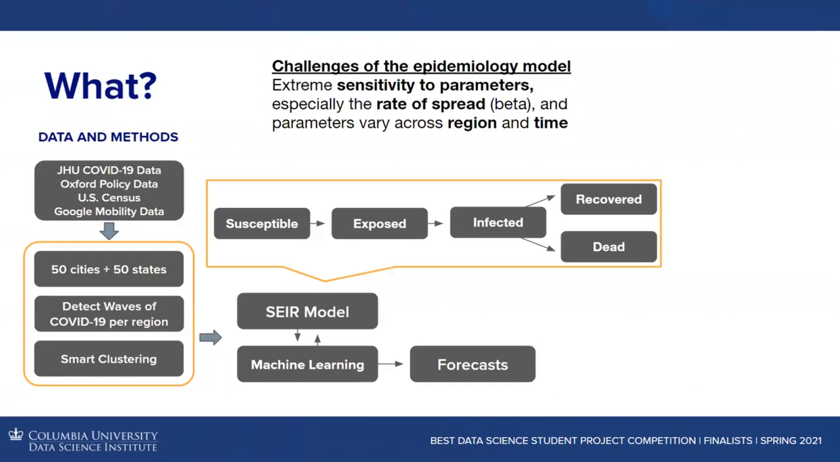We use 4 data sets to power our model. COVID-19 case and death data comes from Johns Hopkins University, government policy response data comes from Oxford, population data comes from the US Census, and mobility data comes from Google.